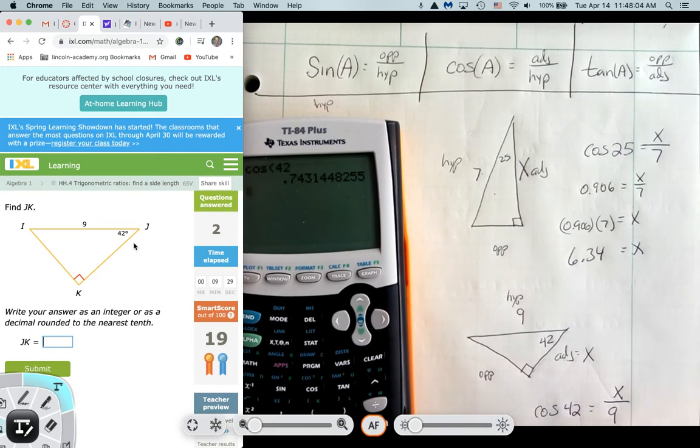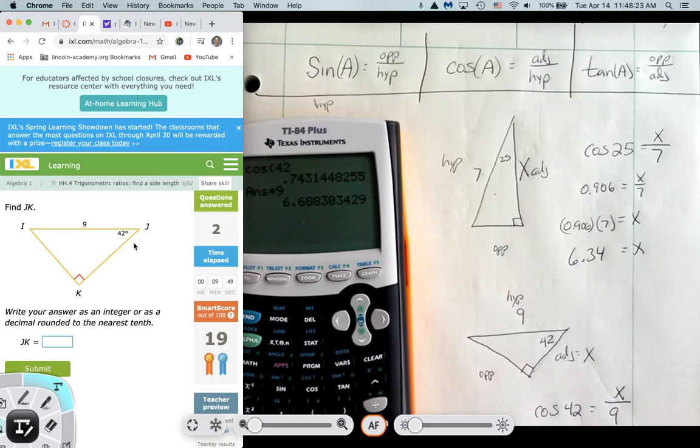0.743 equals x over 9, or x is going to equal that 0.743 times 9, because I'm bringing the 9 over, so times 9, and I get 6.68 is equal to x.